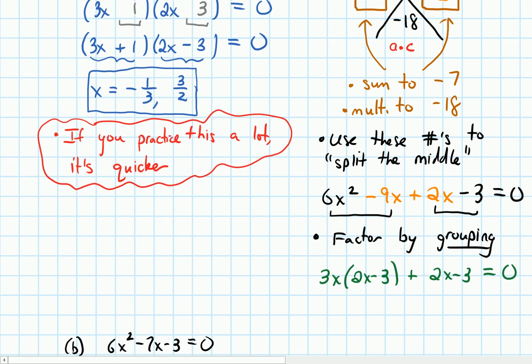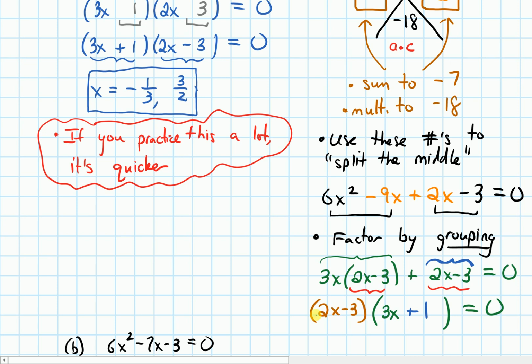And then we look at the 2 groups and ask ourselves, do they have anything in common? They both have a 2x minus 3. We factor that out because that's common. Then I have to write what's left over. From the first group, what's left over is 3x. From the second group, what's left over is a plus 1. That's what would be left over if we took out 2x minus 3. All right, and this whole thing equals 0.